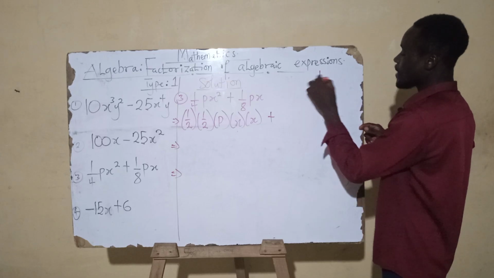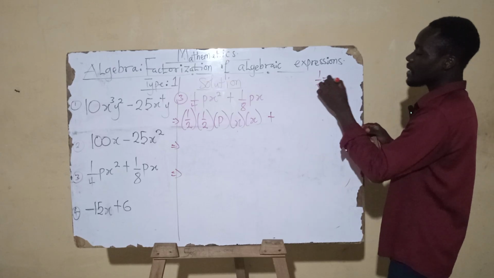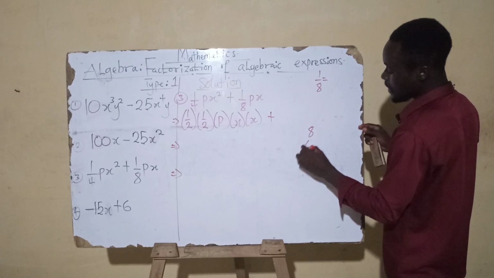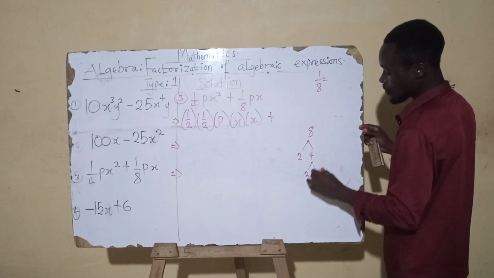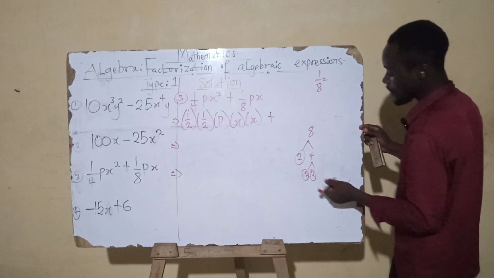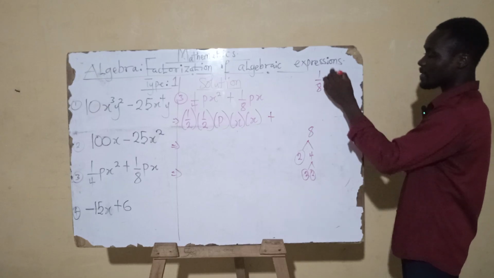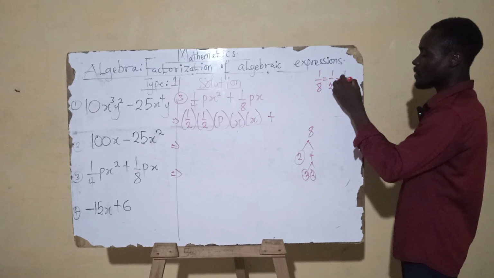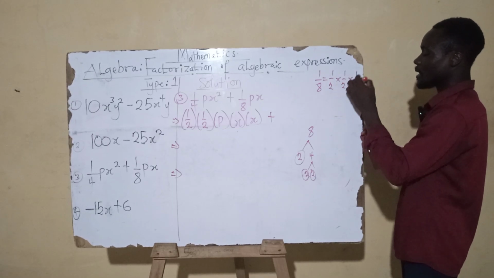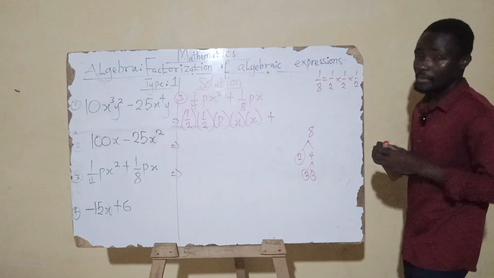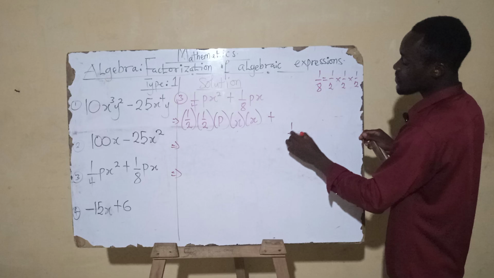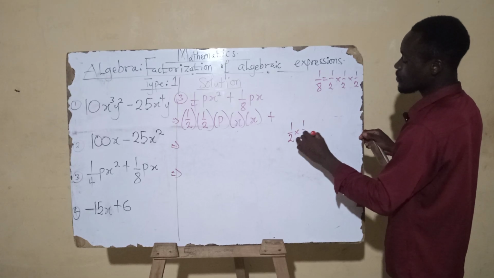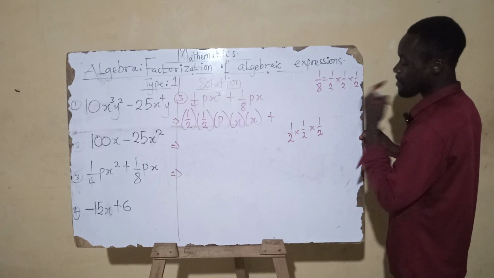Now I have 1 out of 8. 1 out of 8 can be expressed. The number 8, I can express this one as 2 by 4, which gives me 2, 2, 2. So these are the prime numbers over there. Mathematically, this can be expressed as 1 out of 2 multiplying 1 out of 2 multiplying 1 out of 2.